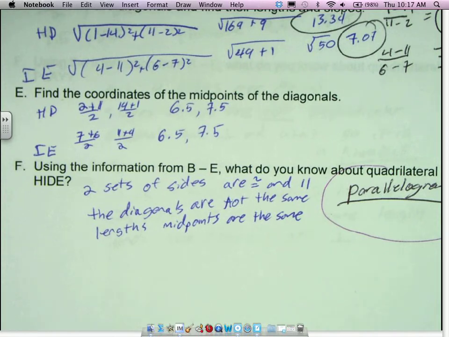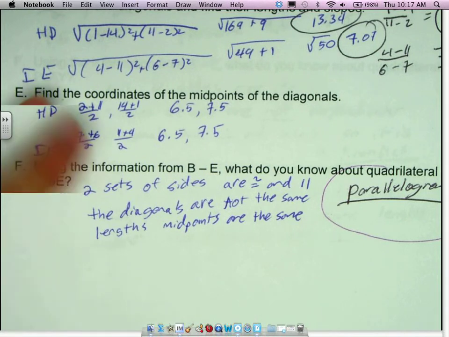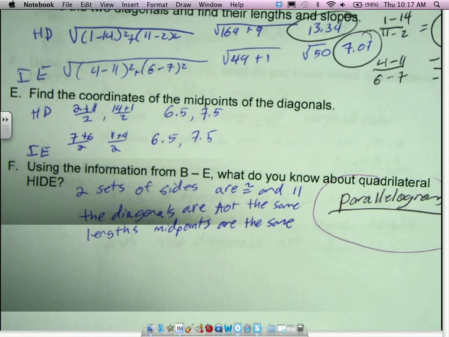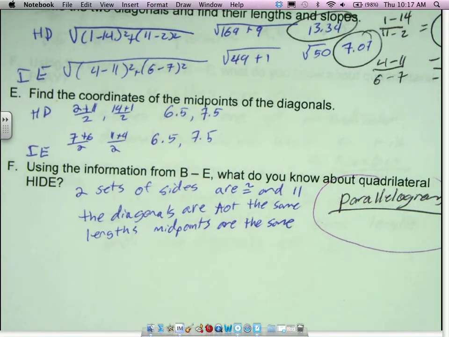Because of this information, opposite sides were congruent and parallel. Diagonals were not congruent and were not perpendicular. There were no perpendicular slopes. The midpoints were the same, so we know it bisected. We can say that it is a parallelogram because it has all of those things.